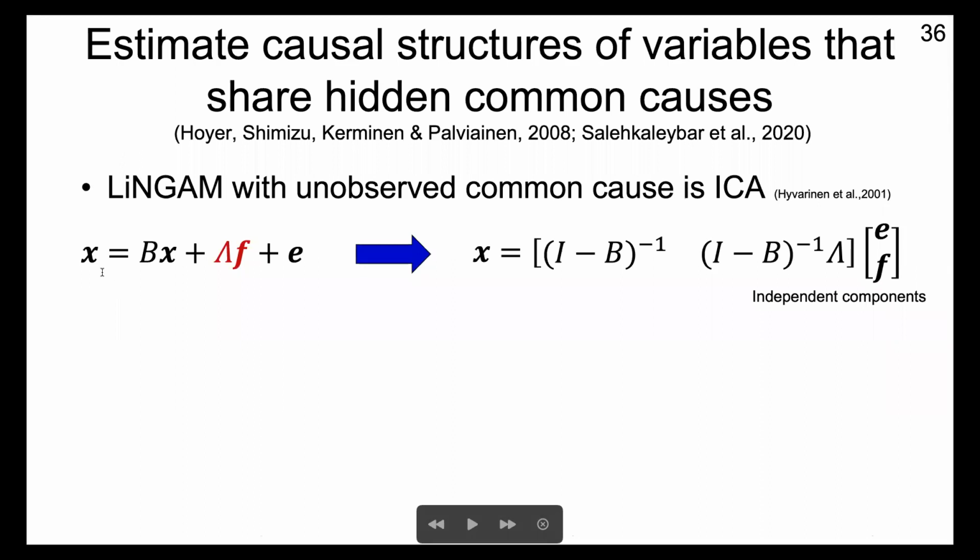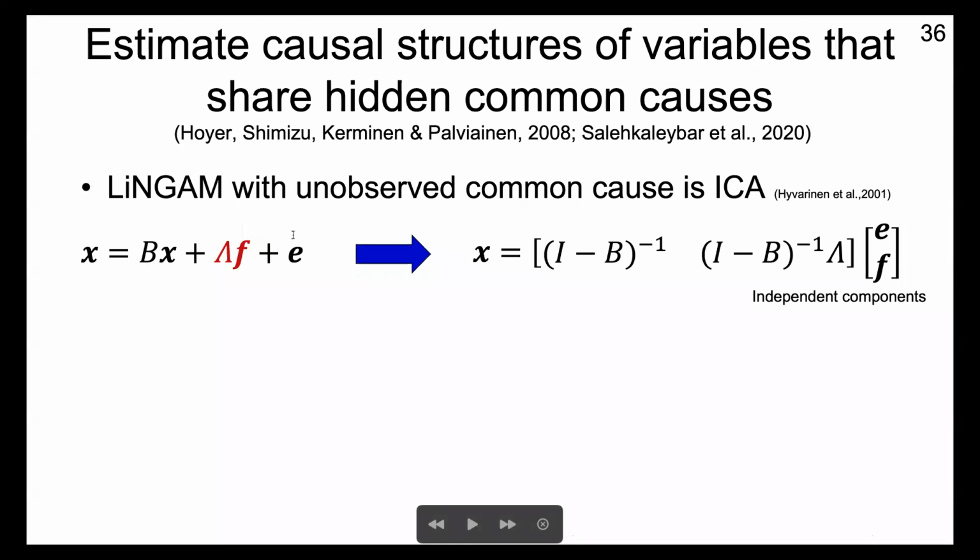This is a LiNGAM model with unobserved hidden common causes. So F is the hidden common cause vector, and lambda is the coefficient matrix. I won't go into detail here, but the hidden common causes can be assumed to be independent without loss of generality if we assume linearity.